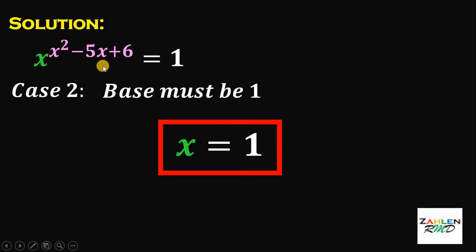Now, to check, if we let x equals 1, our exponent becomes 1 squared minus 5 times 1 plus 6, or simply equals 2. Therefore, we have 1 raised to 2, and definitely 1 raised to 2 is equal to 1.